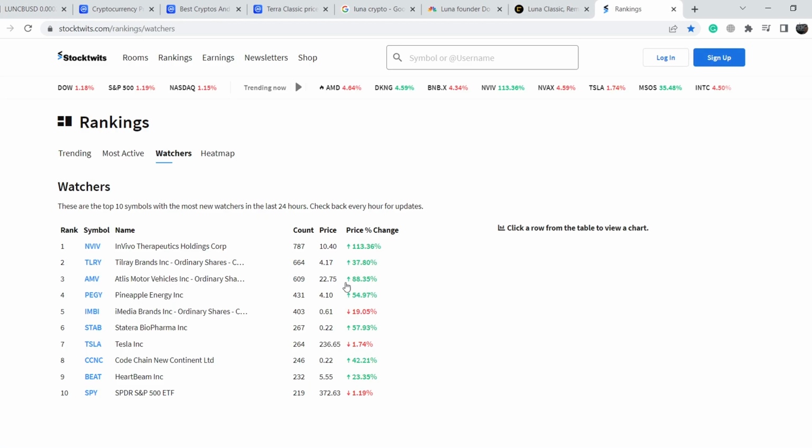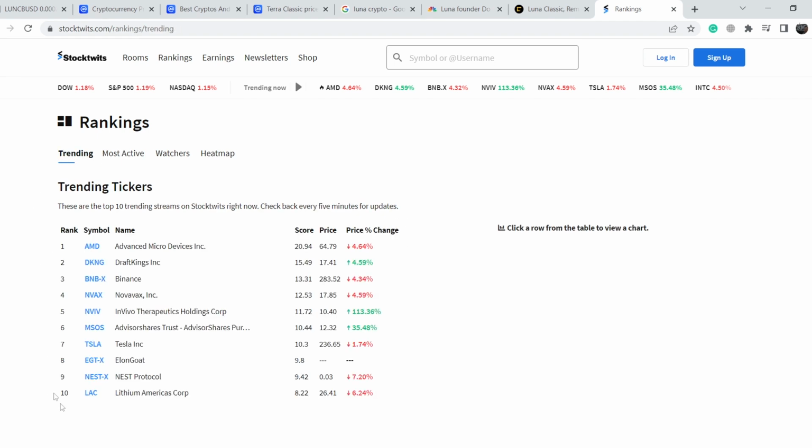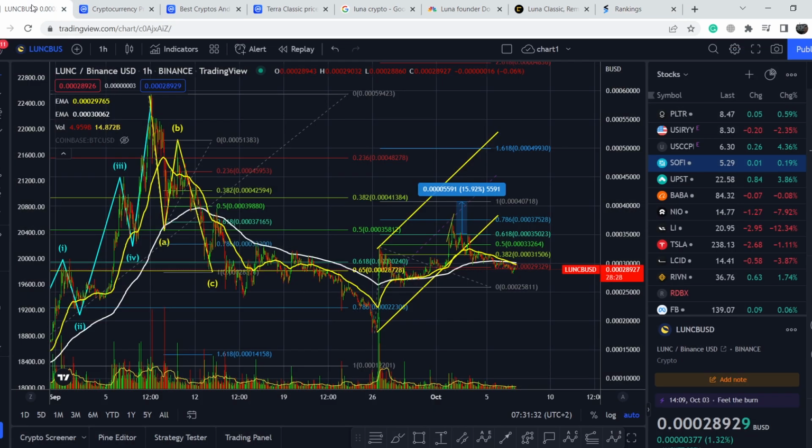And let me show you the StockTweets community. We are on the watcher section, and as you can see, we don't have this ticker symbol right here. We don't have this ticker symbol on the most active section, and we don't have this ticker symbol on the trending section. This means Terra Luna is losing momentum in the StockTweets community, and this means we don't have much chance to hit higher targets because the support is diminishing and the volume is fading out.